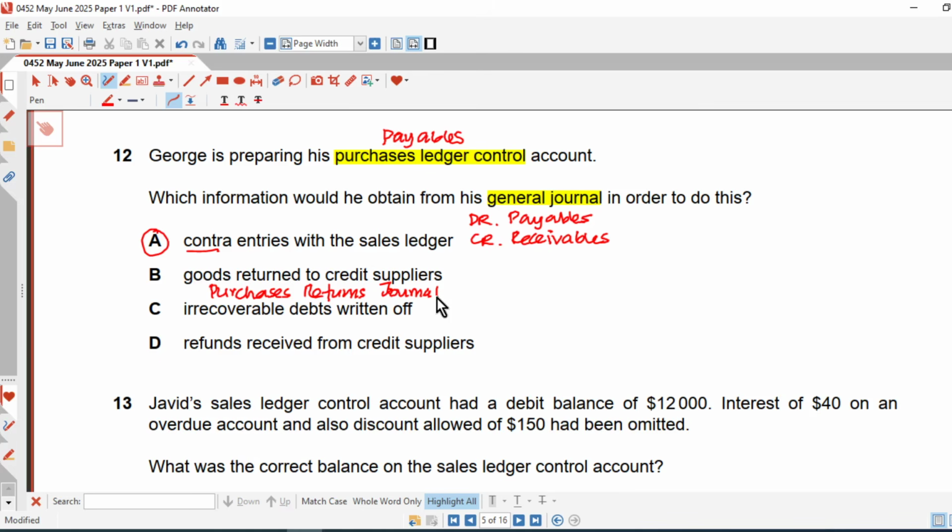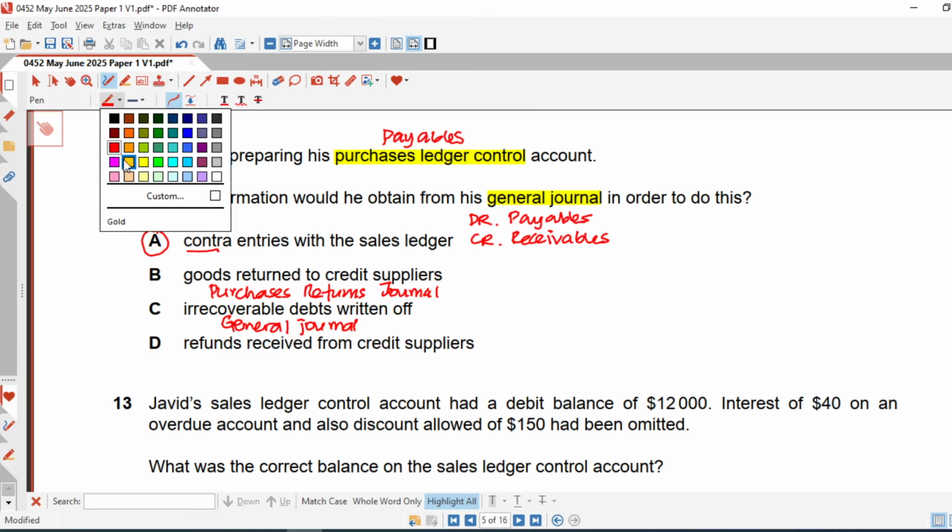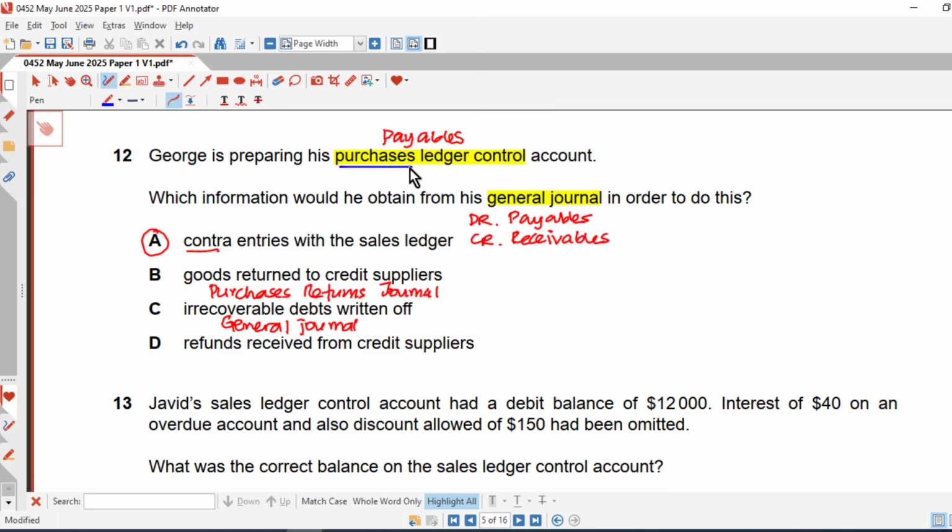Irrecoverable debts written off. So customer unable to pay, right? We write off their debt. This does appear in the general journal, right? But don't fall for the trick. You gotta be extra careful. What are you dealing with here? You're dealing with the purchases, right? The payables. You're not dealing with the receivables. So C would be out of your answer.